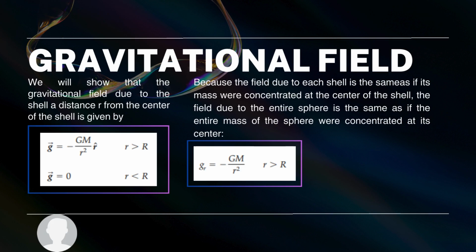Next, let's talk about gravitational field. We will show that the gravitational field due to the shell at distance r from the center of the shell is given by G M divided by r squared, because the field due to each shell is the same as if its mass were concentrated at the center of the shell. The field due to the entire sphere is the same as if the entire mass of the sphere were concentrated at its center.